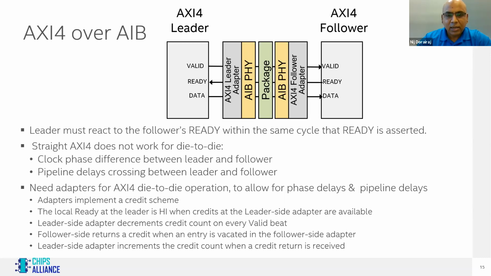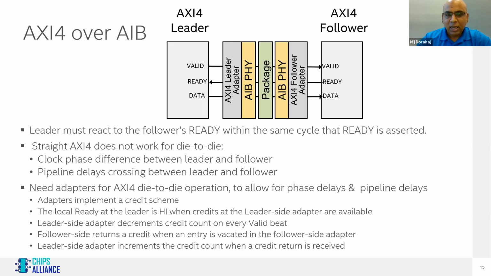On a standard monolithic chip, you will be able to connect between the leader and follower, and you'll have the ready within the same cycle, asserted when there's a request. So this happens kind of naturally in the monolithic chip, but when you're doing this across die to die, you need to take care of a few additional things.